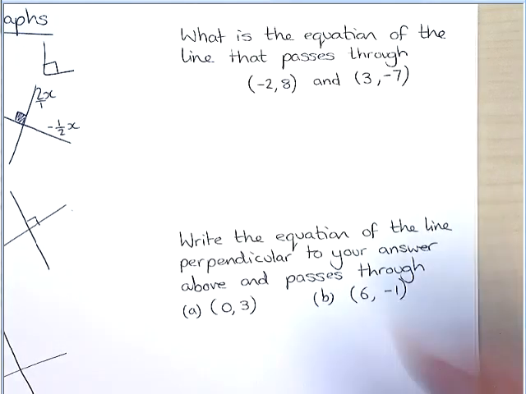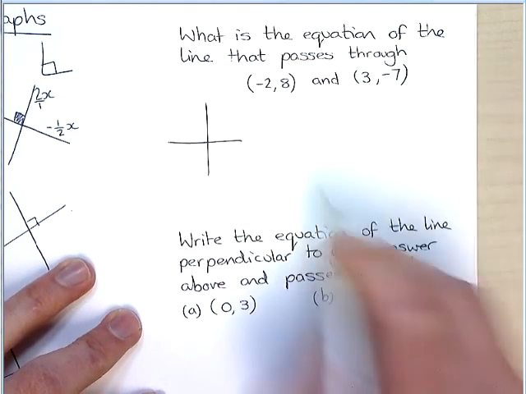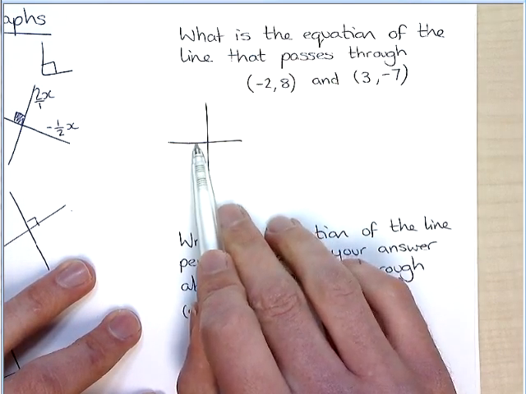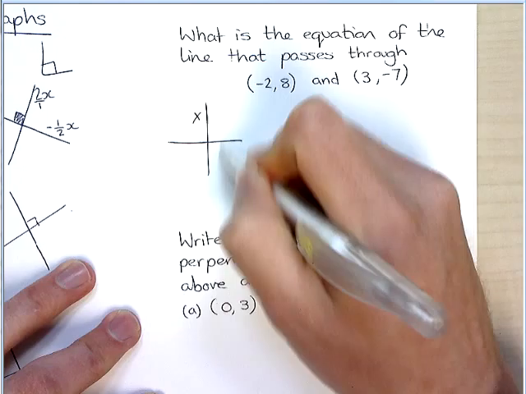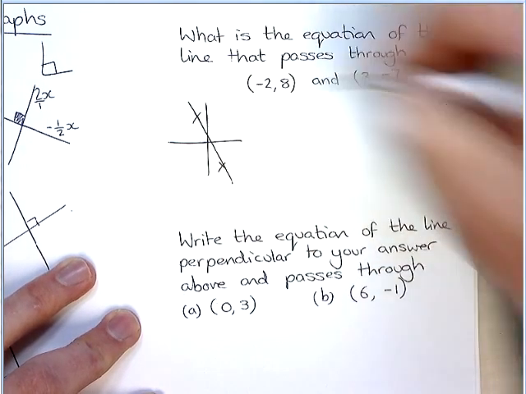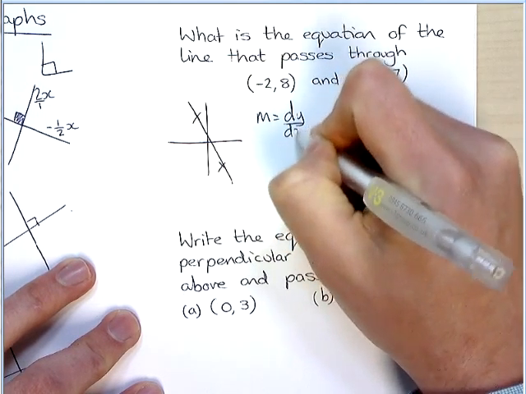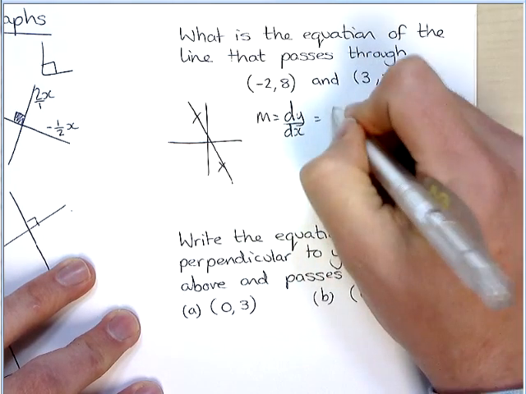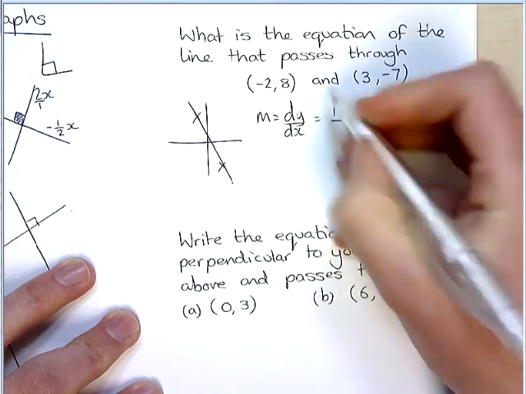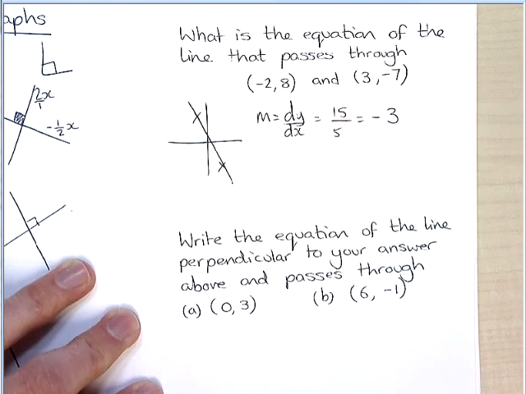Let's have a look at this. What is the equation of a line that passes through... I have covered this previously, but let's do it again. I like to make a very quick sketch. So minus 2, 8 would be 2 along, 8 up, somewhere along there. This is not to scale at all. And this one is 3 along, 7 down. So I know that this gradient is going to be negative. My formula for gradient is the difference in y divided by the difference in x. The difference in y here is 15. The difference between these x values is 5. 15 divided by 5 is 3, but because it's in the negative direction, I know it's negative 3.